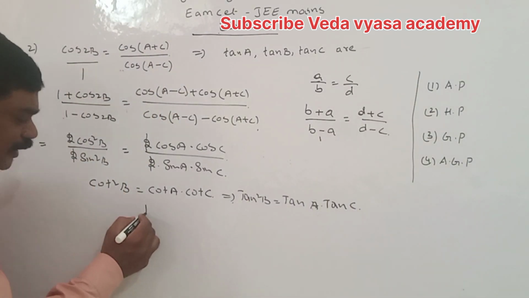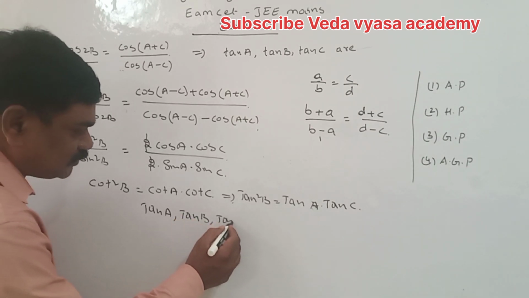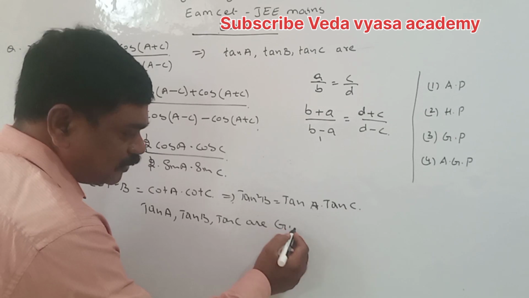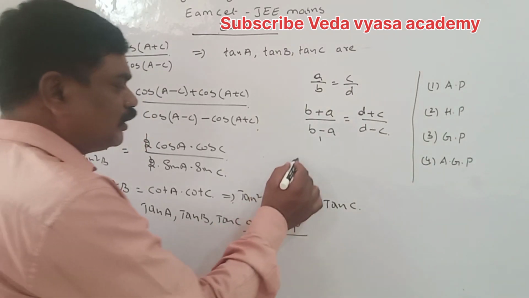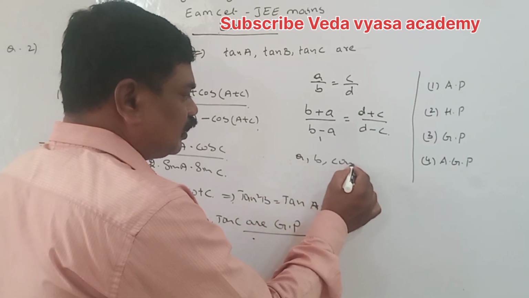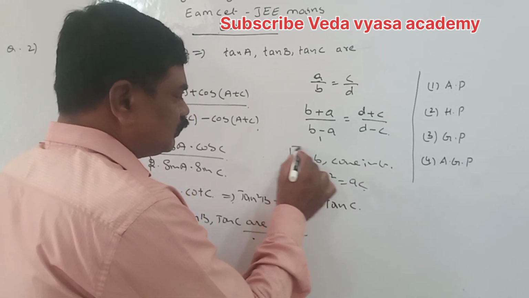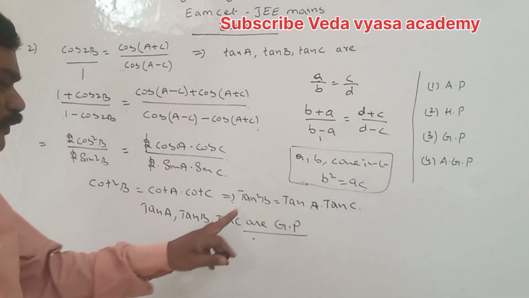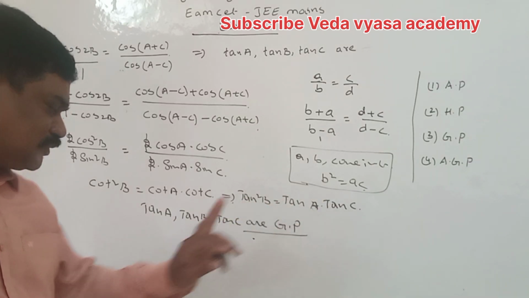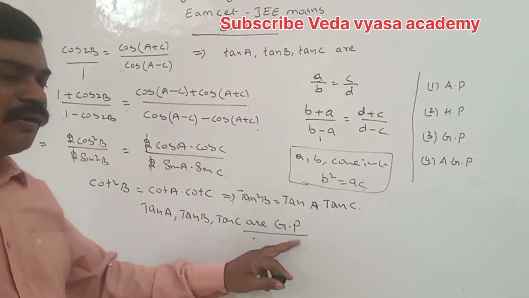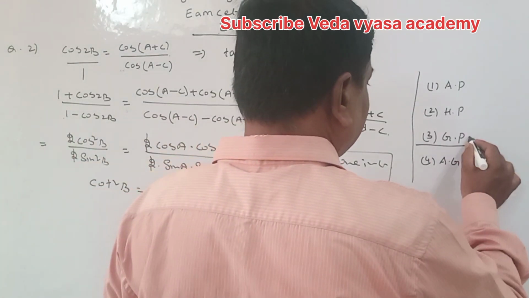Then we can write that tan A, tan B, tan C are in geometric progression, GP. Why? Because if A, B, C are in GP, then B square is equal to AC. So this is the formula. We have tan square B is equal to tan A into tan C. So tan A, tan B, tan C are in GP. Okay, so option 3 is the answer.